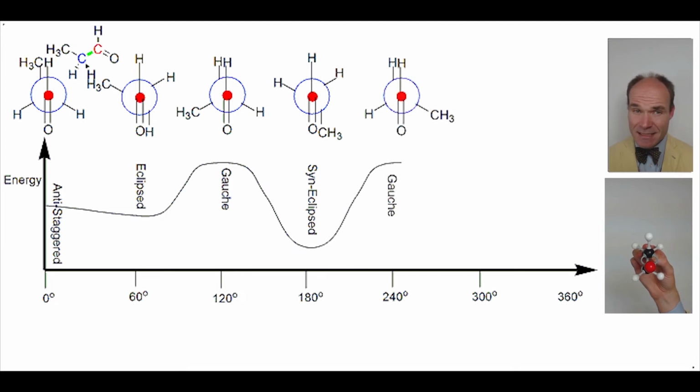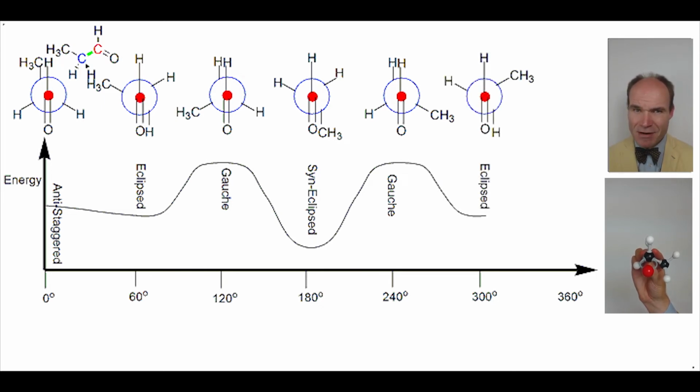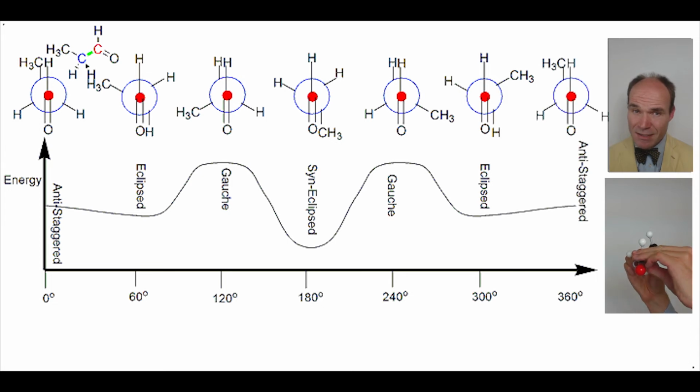The next 60-degree rotation affords increased energy to another Gauche conformation with a dihedral angle of 240 degrees. A further 60-degree rotation reduces energy to provide another eclipsed conformation with a dihedral angle of 300 degrees. The final 60-degree rotation returns to the initial anti-staggered conformation with a dihedral angle of 0 or 360 degrees.